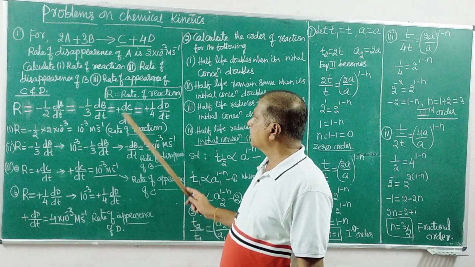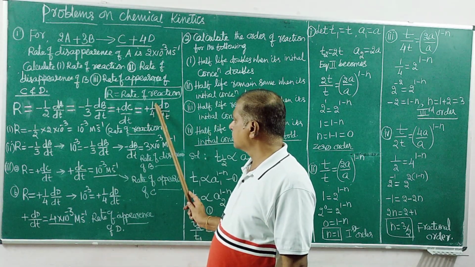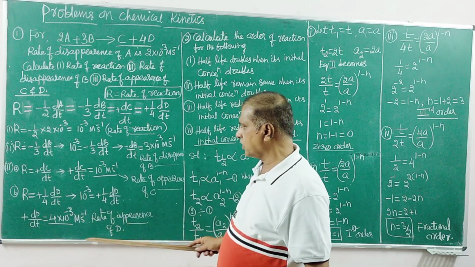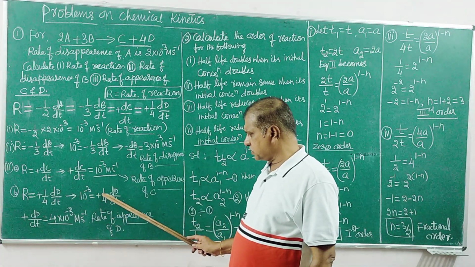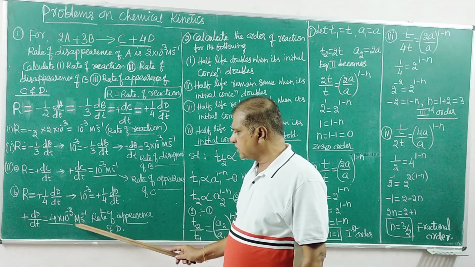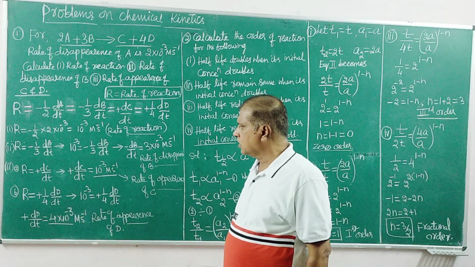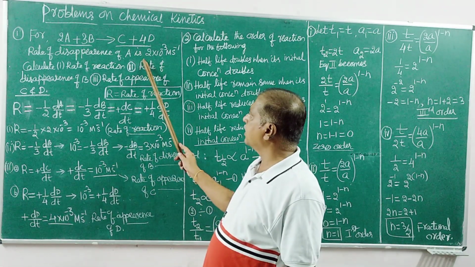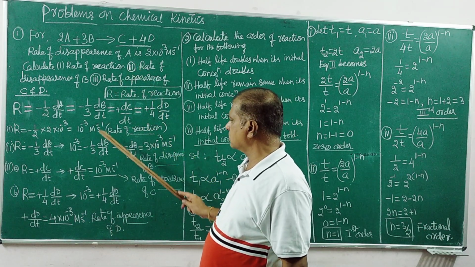Calculated. Next, for rate of appearance of D, use this equation. R equals plus 1 by 4 dD by dt. This R value is known, substitute this and calculate for this dD by dt. It is 4 into 10 to the power minus 3 molar per second, the rate of appearance of D. So this is how you can calculate for the given data, for all this, that is what is asked.